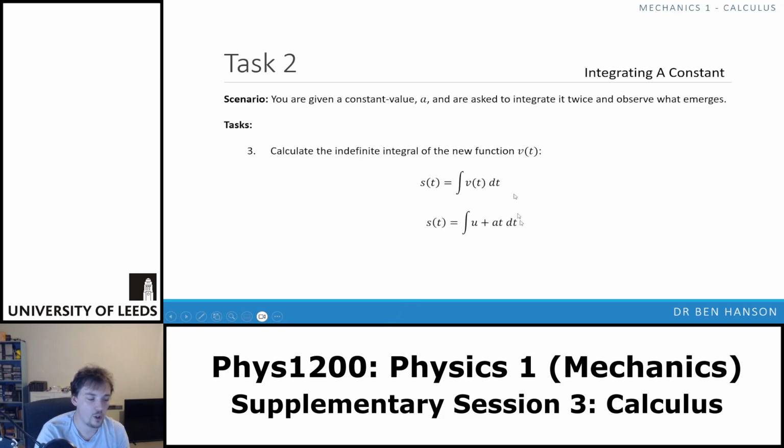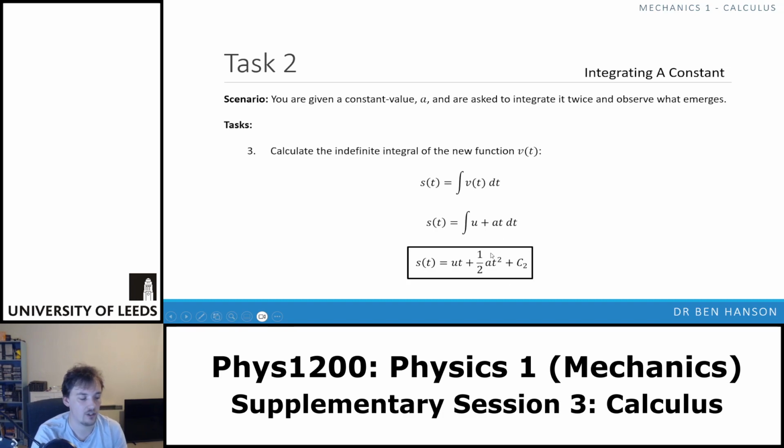Let's do this. Integral of u plus at dt. u is a constant, so that does what acceleration did in the previous question. at, well, okay, that is a polynomial now, so t to the 1. Add 1 to the power, t squared, divide by that power, 1 divided by 2, a half at squared, and we need that integration constant c2 to distinguish it from the previous one. So the integral of u plus at is ut plus a half at squared. Again, a famous SUVAT equation, the second SUVAT equation.